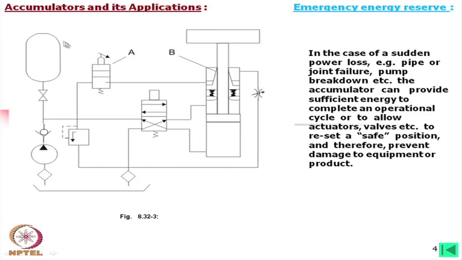Actually, this is gas pre-charged, or sometimes you will find a bladder with charged gas or air in it. Now, this is a stopcock, because sometimes we may not need to use the accumulator, so we can separate it. Now, from here it is connected. This line, this is a joint, a junction point. These lines are not crossing each other, this is a junction point.